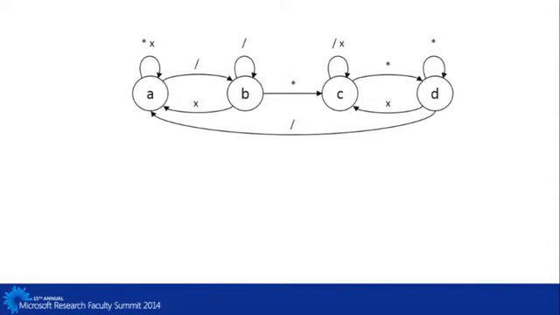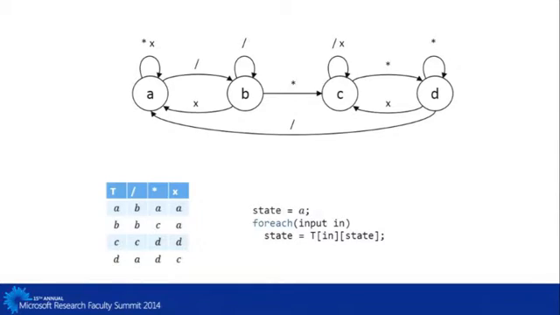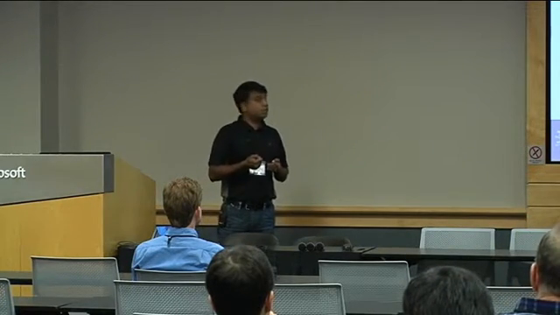So I'm going to start with a very simple example of a finite state machine. This is a state machine with 4 states that accepts C-style comments. This is just for demonstration purposes. The way you implement a finite state machine is that you have a lookup table, something like this. And you start from the initial state. For each input, you look up the table to find out what the new state is. The new state depends on your current state and the next input character that you read.